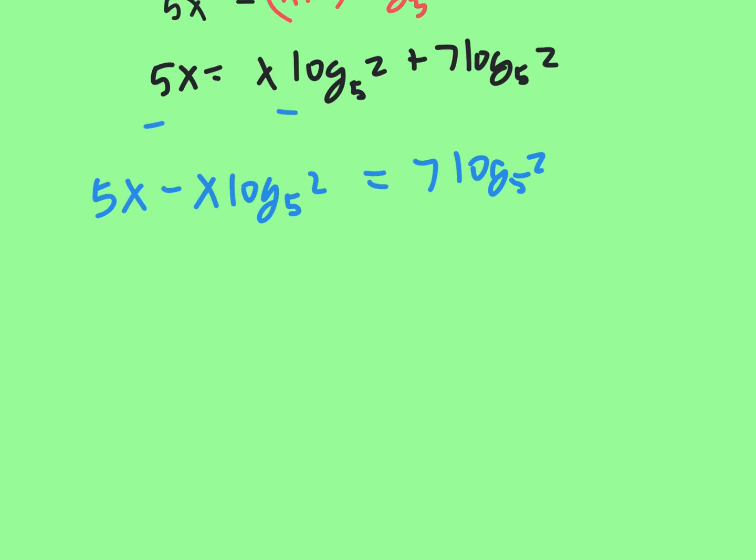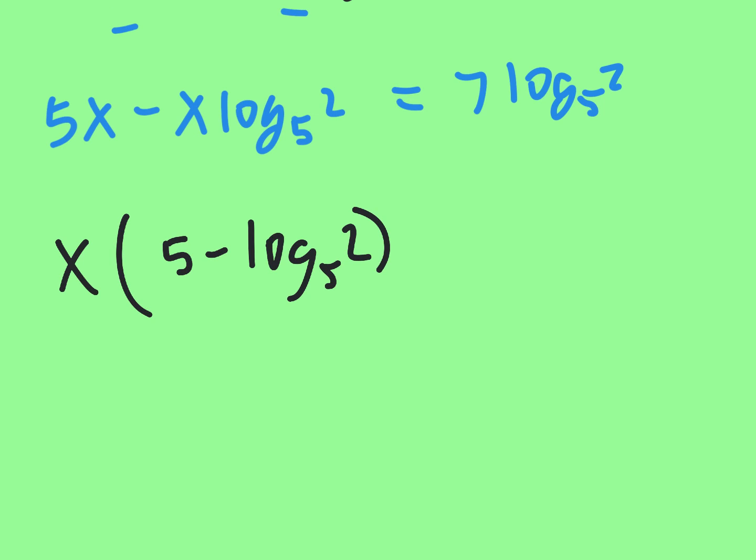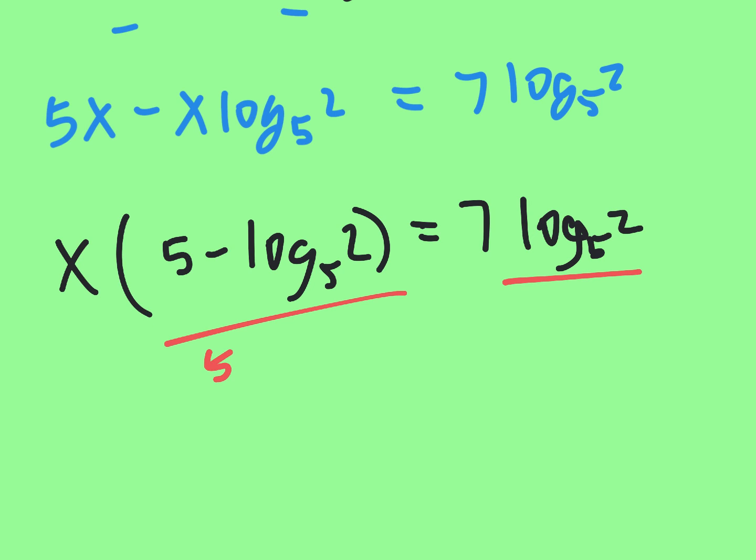And from here, my favorite thing, if you can factor it, you should. x comes out, 5 minus log base 5 of 2 equals 7 log base 5 of 2. And then I divide both sides by that, and I've got it alone.